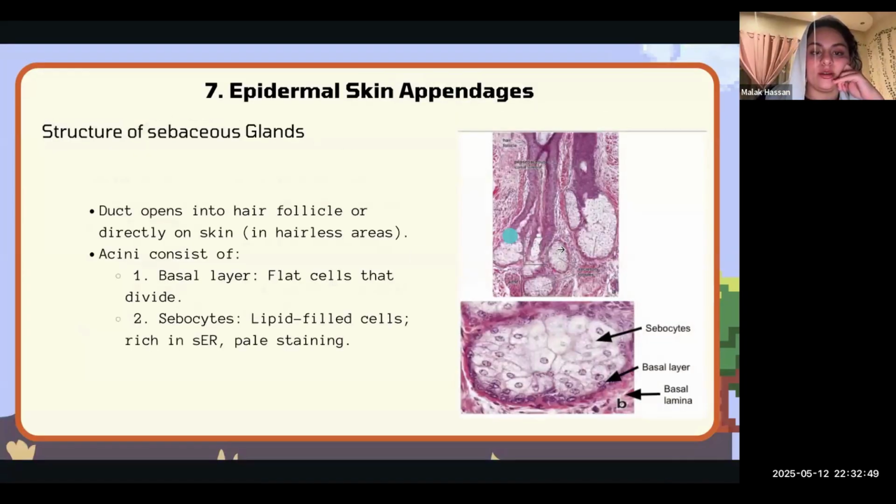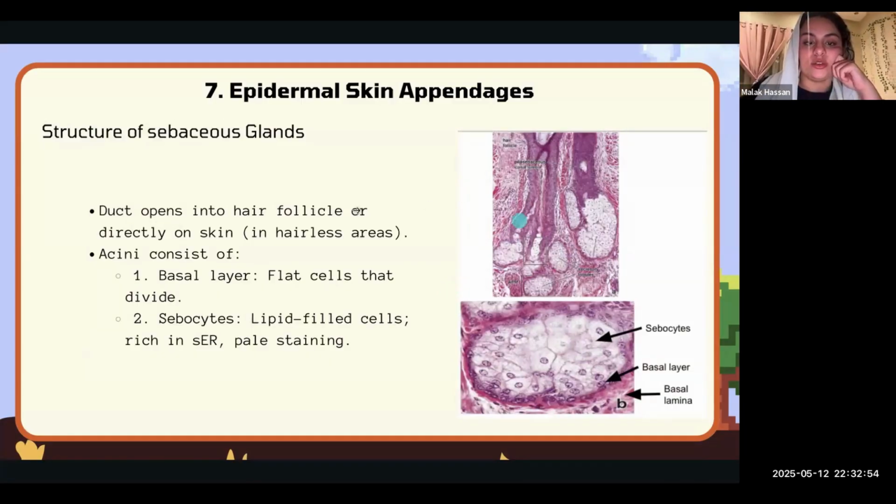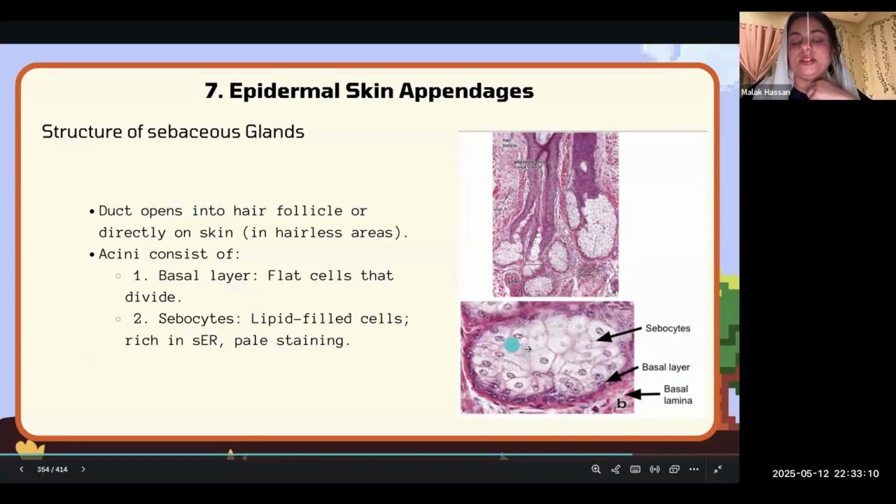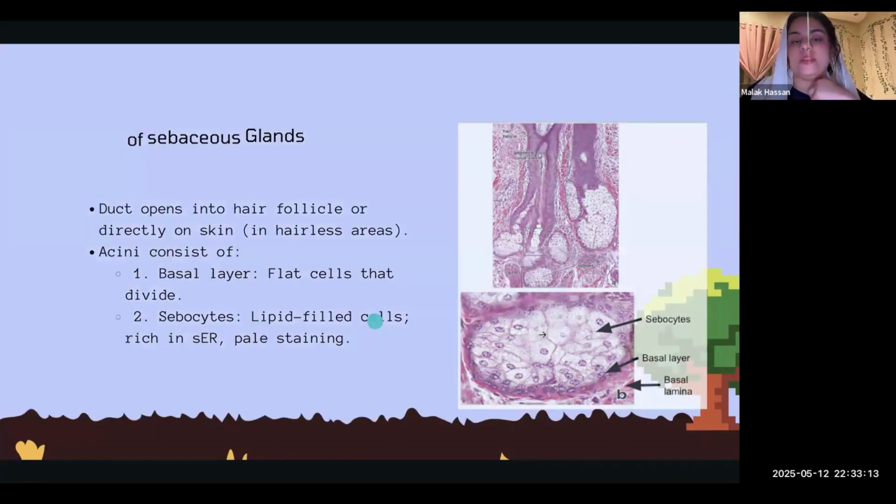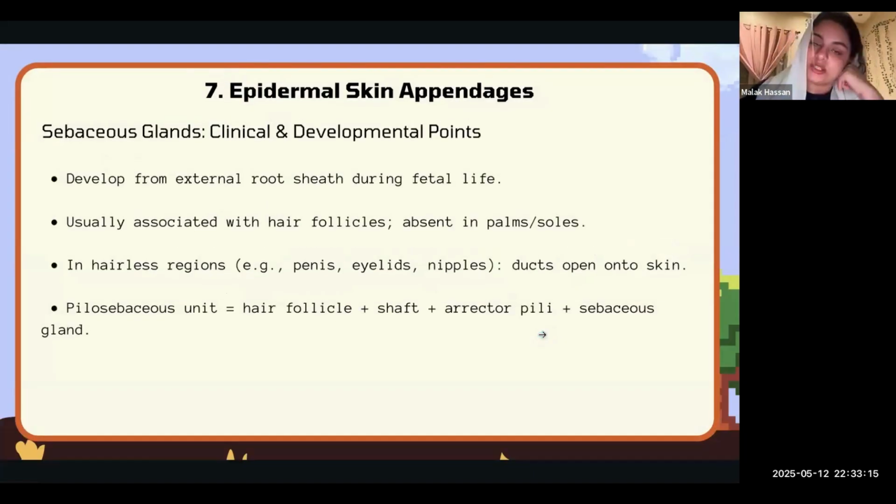Then we have the ducts. So the ducts open into the hair follicle or directly on the skin for the sebaceous gland, in the areas that are hairless. And the acini will consist of the basal layer and the sebocytes. The basal layer, which are the flat cells that divide, and the sebocytes are the lipid-filled cells, and they're usually the lighter stain. Now, for the sebaceous glands, they usually develop from the external root sheath, and they're associated with hair follicles. They're not there in palms and soles.